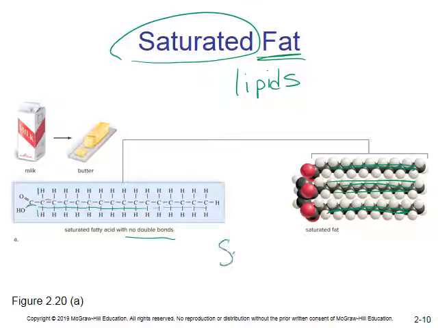Saturated fats usually are solids. So here they give you a nice image of butter, right? And there are solids in milk, we just don't know because it's been homogenized. So this is anything that if you left it alone, it would take some sort of a solid form.